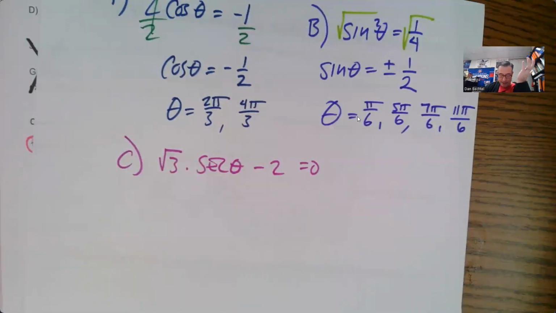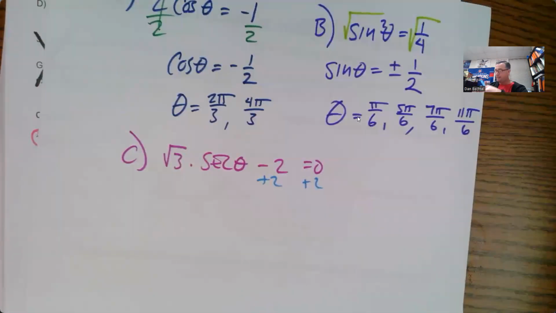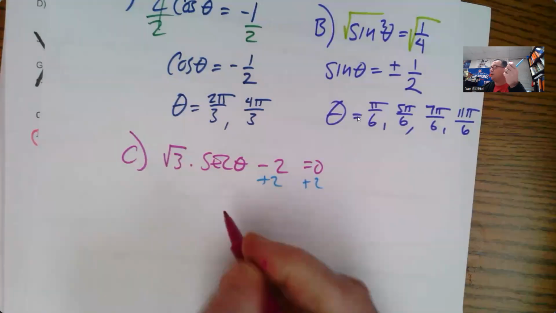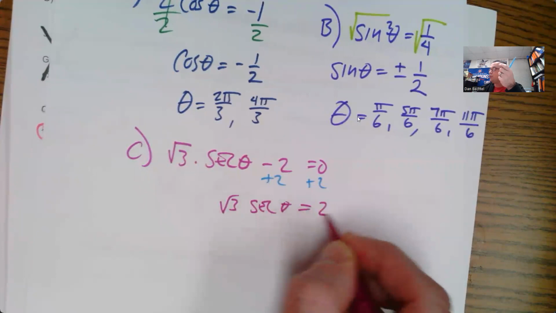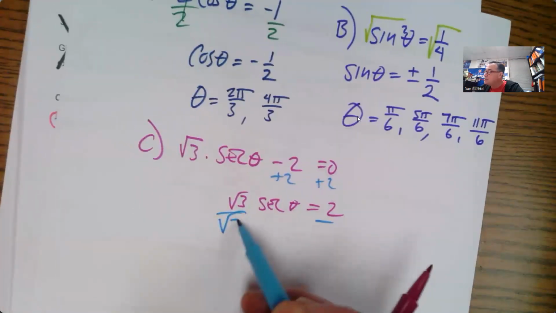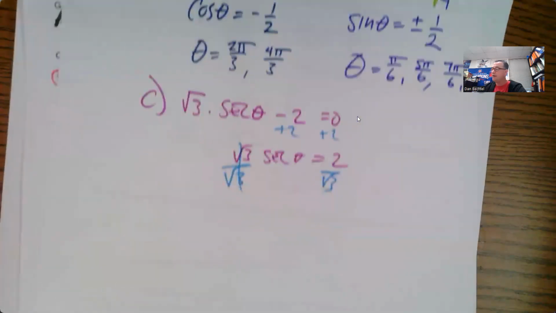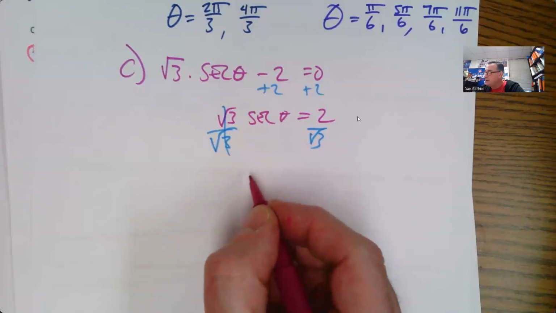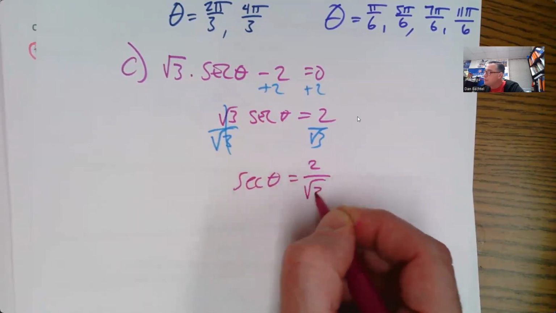So here, the first thing I'm going to do is add that 2 to both sides, and that is going to give me root 3 secant of theta is equal to 2. Then I'm going to divide both sides by the square root of 3, and I am going to get that the secant of theta is equal to 2 over the square root of 3.